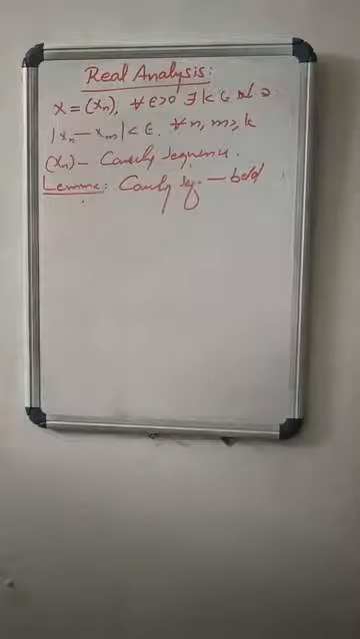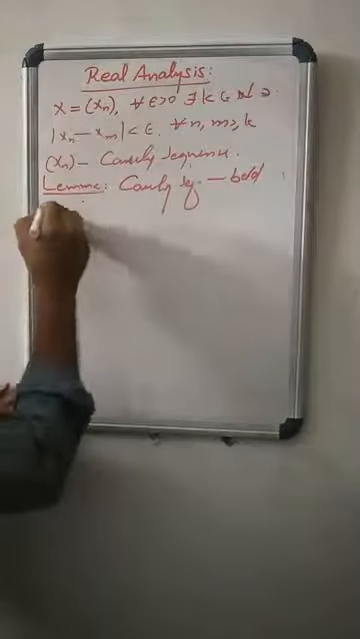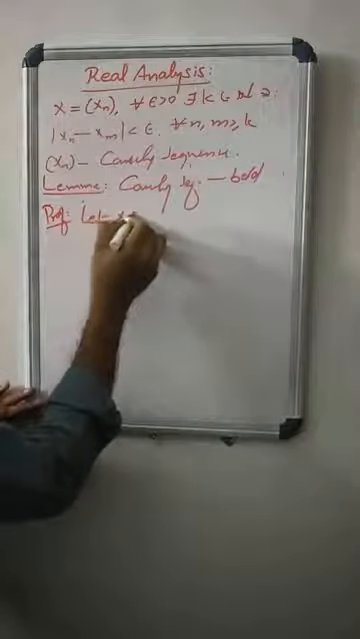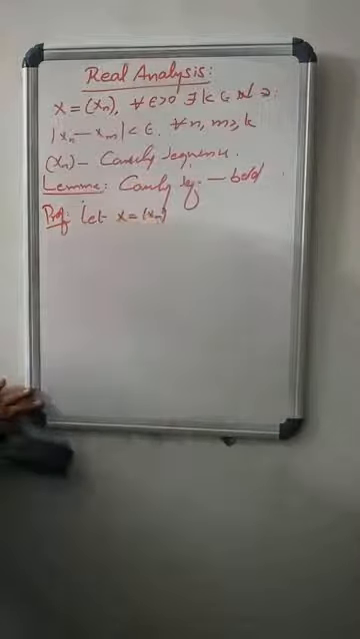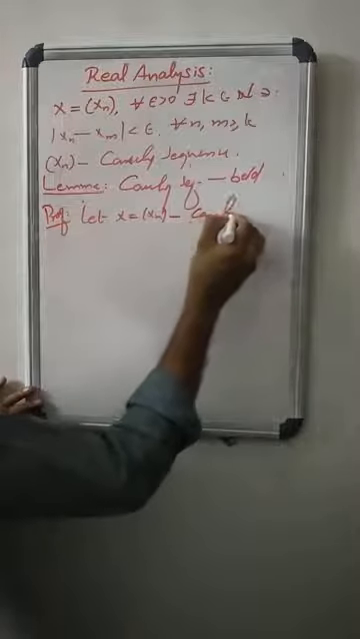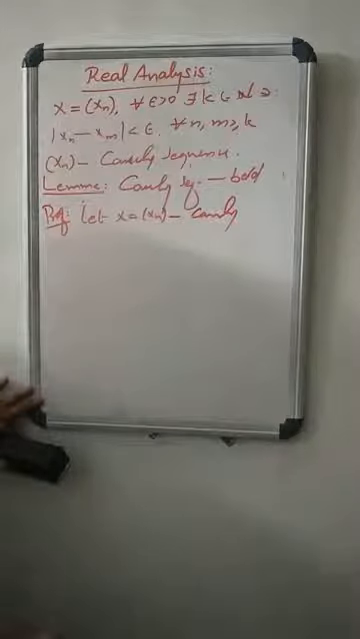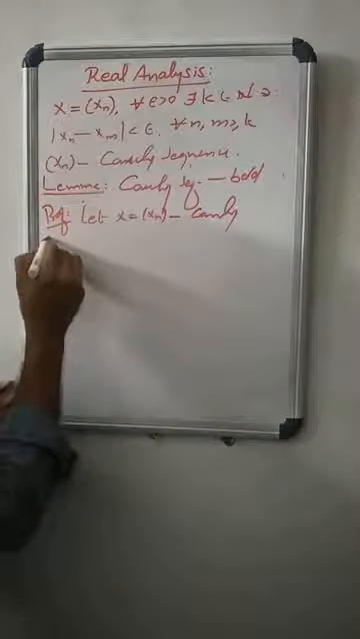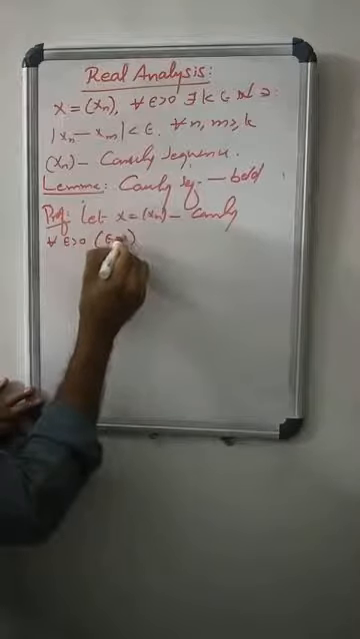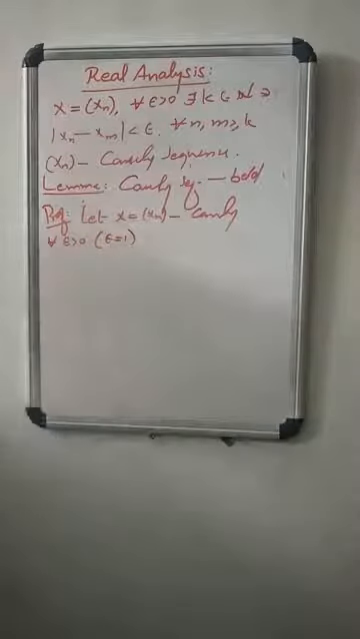How? Let x equals (xn) be a Cauchy sequence of real numbers. Since x equals (xn) is Cauchy, for all epsilon positive the Cauchy condition holds. So for convenience, for the sake of argument, put epsilon equals 1.